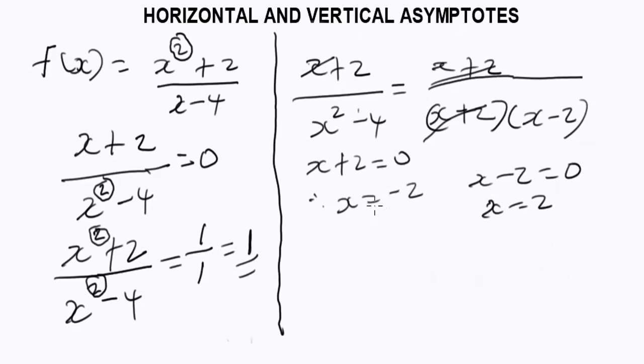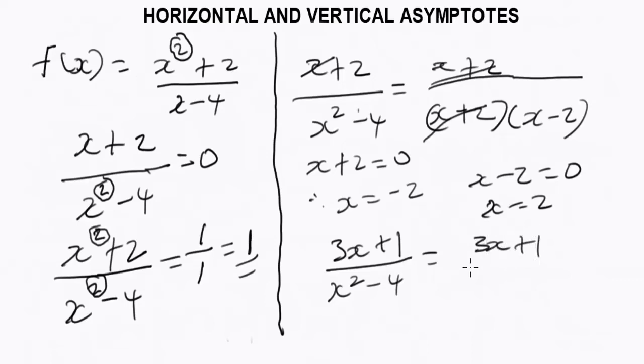Okay guys, so let's look at another example. Let's look at this example: f of x equals 3x plus 1 over x squared minus 4. Now in this case, let's check. I don't think we have a common factor that will cancel each other, but let's solve it together.